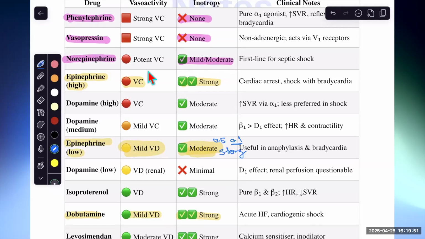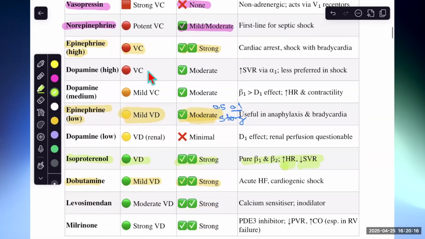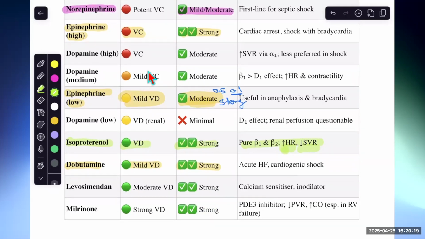While our beloved isoprenaline, as you see, is a vasodilator and strong. But mainly we are using it for two things: increase the heart rate and decrease the SVR, and predominantly the PVR. It's a pulmonary vasodilator. Of course, I will not speak about dopamine, and levosimendan does not have any role for us intraoperatively. Then milrinone. As you see, it also has a vasodilator effect and strong contractility.